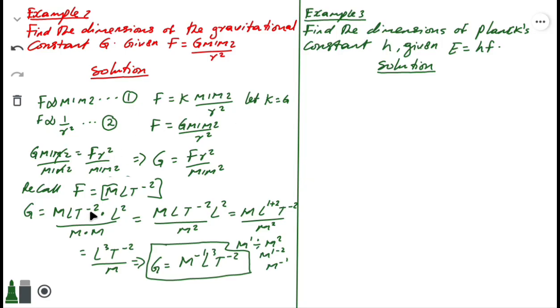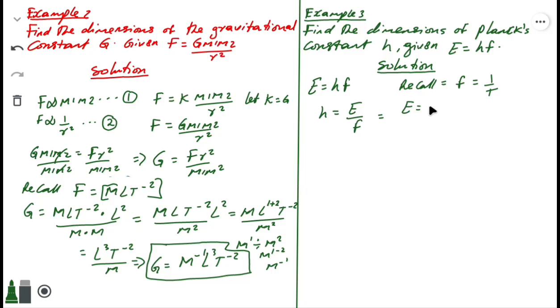The third example says we should find the dimension of the Planck constant, given to be h, given that E equals hf. This particular equation is derived by a scientist called Max Planck. All we need to do here is to make h the subject of the formula. That is, given that E equals the Planck constant times f, h will now be equal to E over f. Recall that f equals the inverse of what? Of time t.